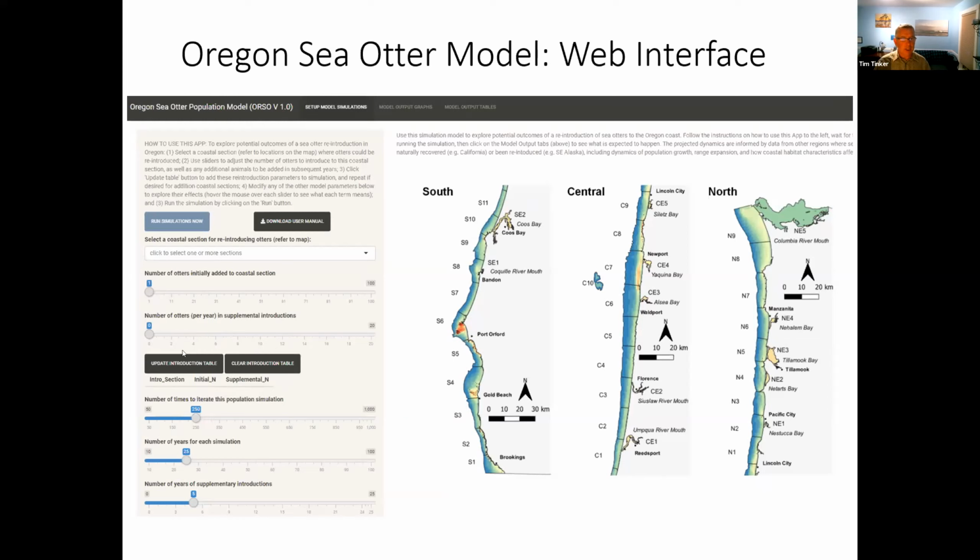And then you can choose numbers of otters that you might want to add in subsequent years as supplemental introductions. And then there's a whole bunch of other options, and the options sort of disappear down the page here, that you can set to evaluate how those different variables will affect the outcomes in terms of the expected behavior of the population over the subsequent time period. And you can actually choose what that time period is. Here you could, for instance, set the dial to 25 years or 50 years.